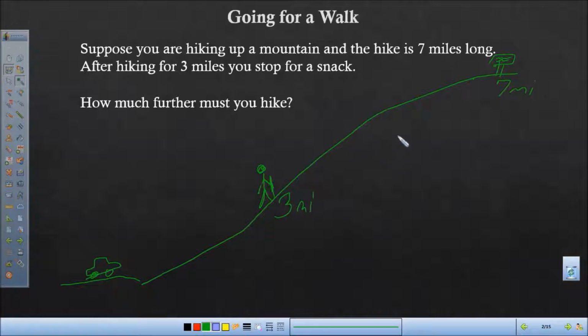So, to figure it out, all we have to do is subtract. See, anytime you want to find the distance between two objects, you subtract. So the key to the questions how far, or how long, or how much is subtraction.